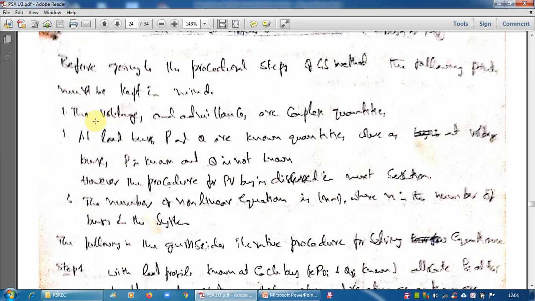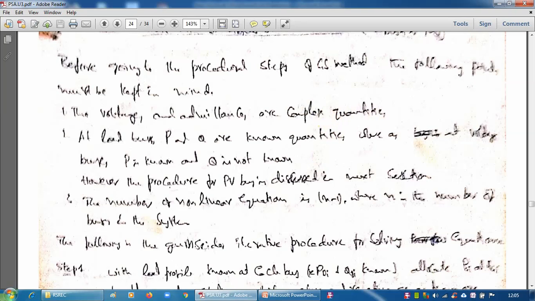First of all, before going to the procedural steps of the Gauss-Seidel method, the following points must be kept in mind. The voltages and admittances are all complex quantities. All bus voltages and admittances, that means Y bus elements. We know how to construct Y bus from the given line data. All those Y bus elements are also complex, meaning of the form A plus jB. So all voltages and admittances are in complex form.